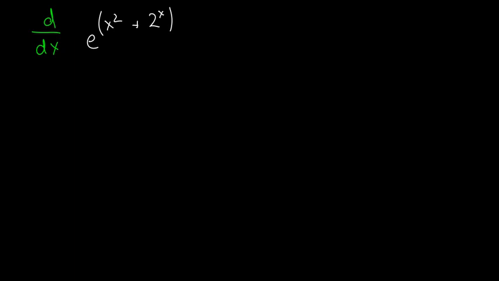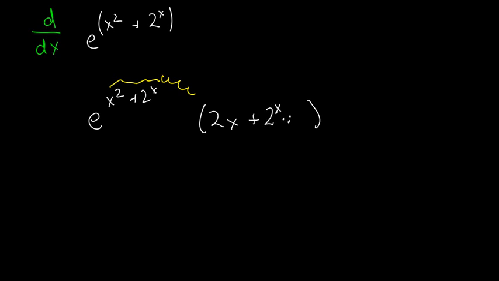This time we're plugging in not only a power function into an exponential function, but another exponential function. So let's try to keep this straight in our heads. What's the derivative of e to something? It's always going to be itself. But now you have to chain what you plugged in. So what's the derivative of x squared plus 2 to the x? It'll be 2x plus, well, 2 to the power x is another exponential function, so it's going to be itself times ln of the base, which is 2.